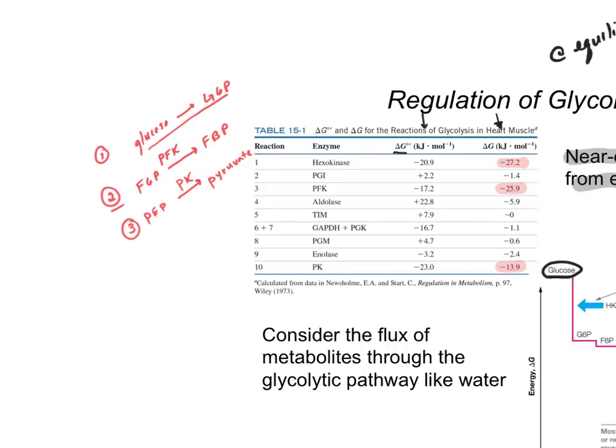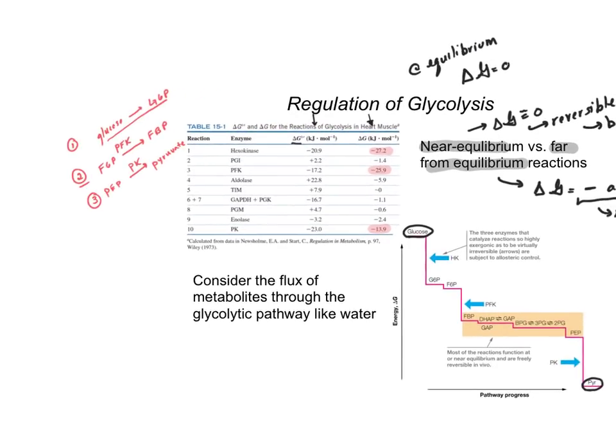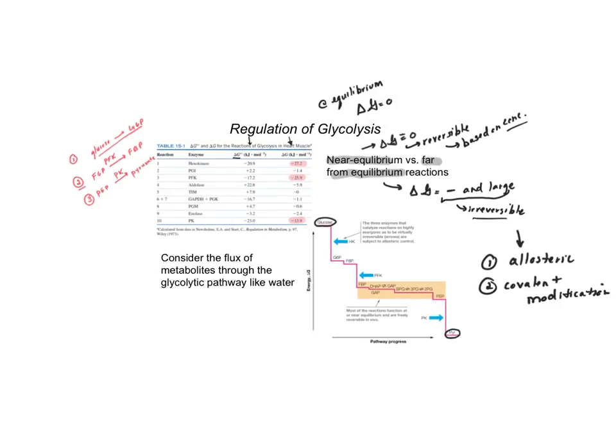Okay, so that's going to be PFK. Phosphofructokinase is going to be the way by which the cell regulates the flux of metabolites through glycolysis. So what are the various things that are actually going to affect this?